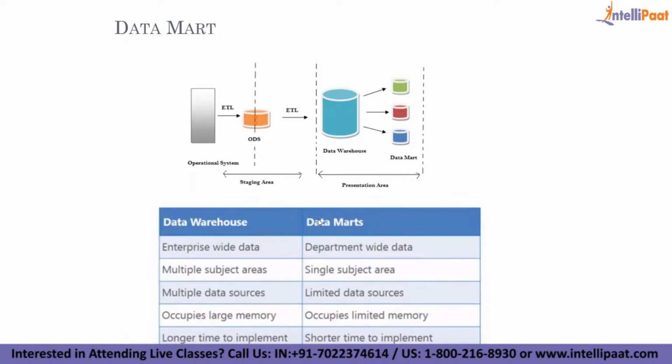This is the difference between a data warehouse and a data mart. The data warehouse will have all the enterprise data, but a data mart will have data for a particular subject or department. So the data warehouse has multiple subject areas available, but each data mart will have a single subject area. Definitely the warehouse will have multiple data sources, and from the multiple data sources we accumulate and integrate all the data into the warehouse, but the data mart will have limited data sources.